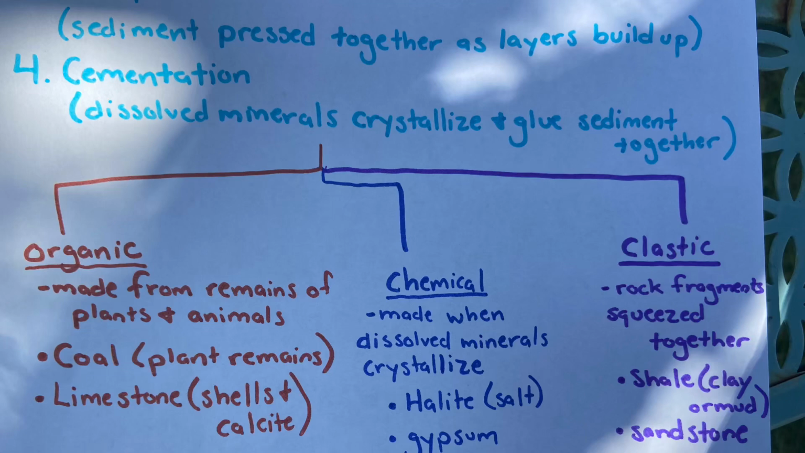The first type of sedimentary rock we're going to look at is organic, and that means they're made of the remains of plants and animals. So even though minerals can't be from living things, rocks can be.